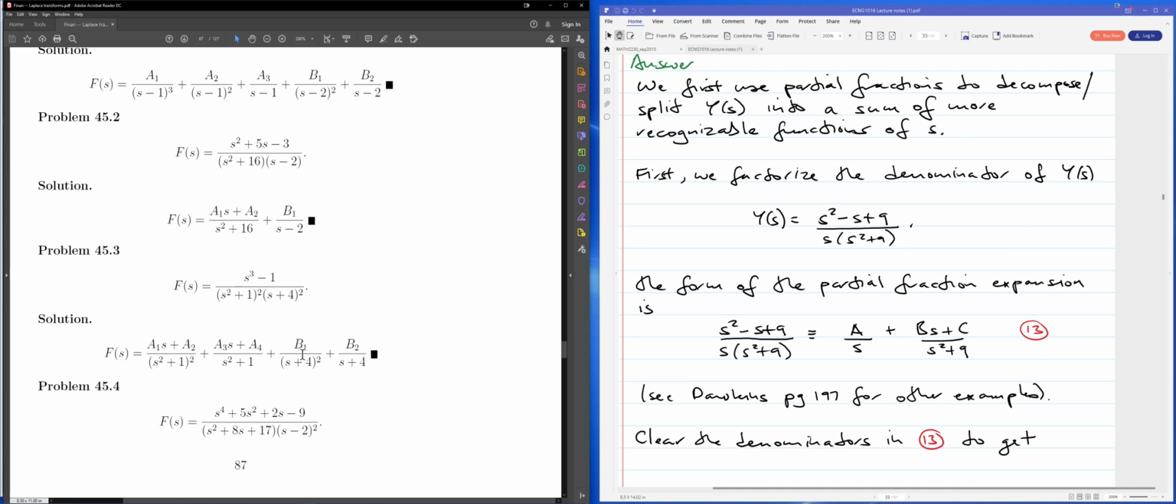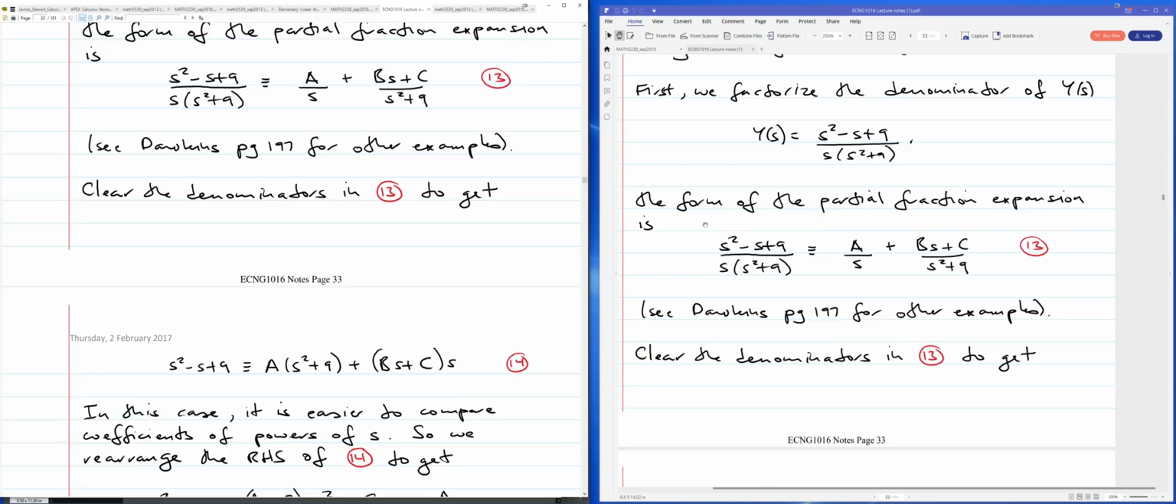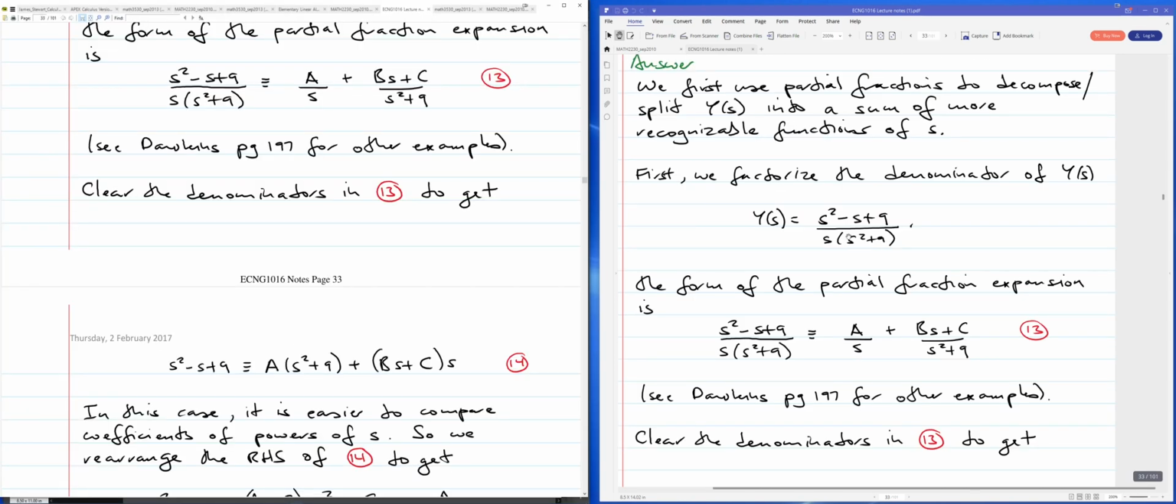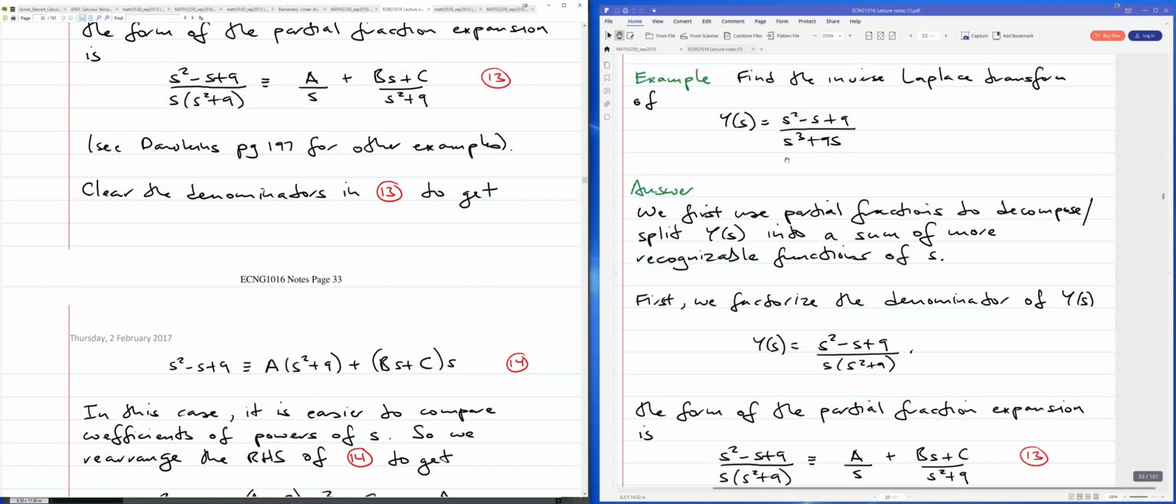And in both cases, I'd have a constant on top. Okay, so returning to the example, remember what we're trying to do. We're trying to get the inverse Laplace transform of this function of s. And I said in order to do that, I'm going to use partial fractions to break this up.